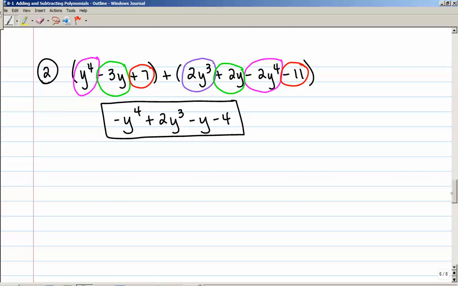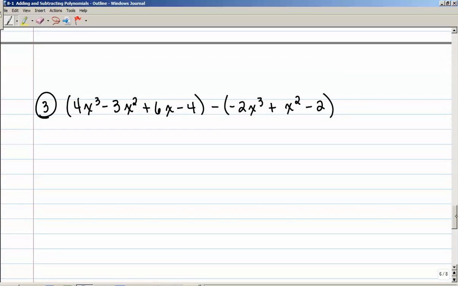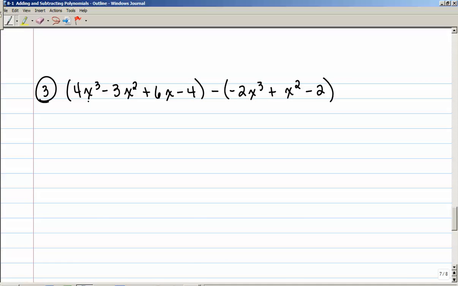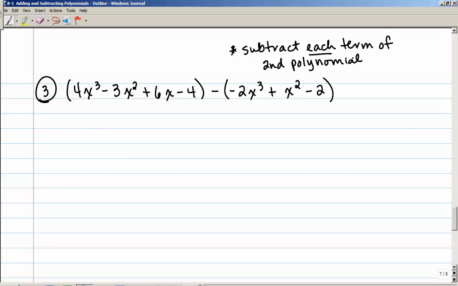Now, subtraction is a little more complicated because it actually does matter, because I'm taking this whole first polynomial and I'm subtracting each term of the second polynomial. Okay, make sure that you subtract, and I'll write this down here. Subtract each term of the second polynomial. Often what we tend to do is think about just subtracting the first term, but in this case I have to do minus a negative 2x cubed, minus x squared, and minus a negative 2.